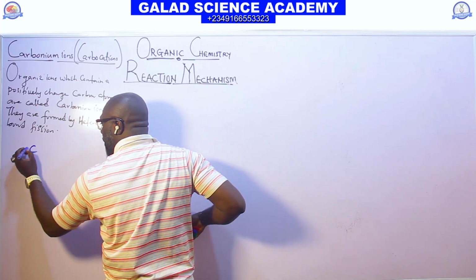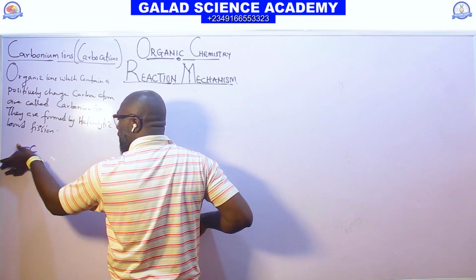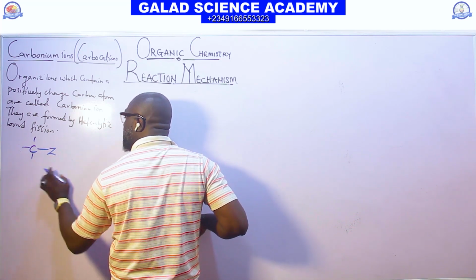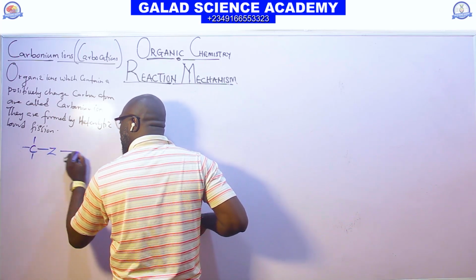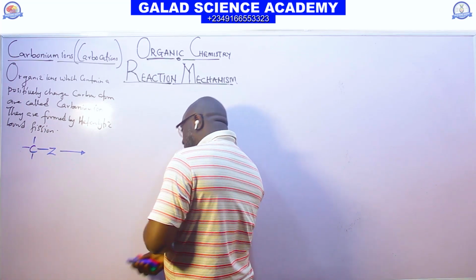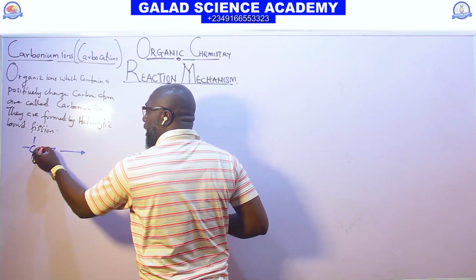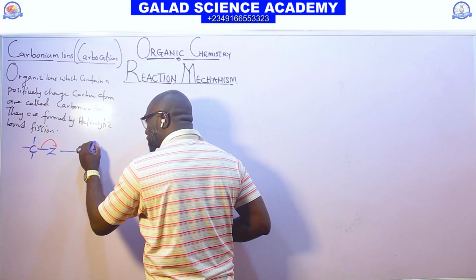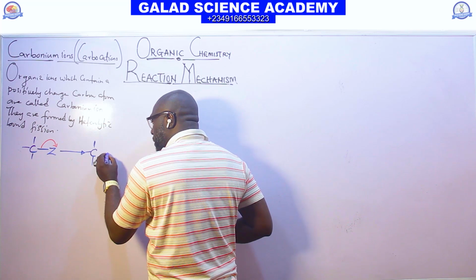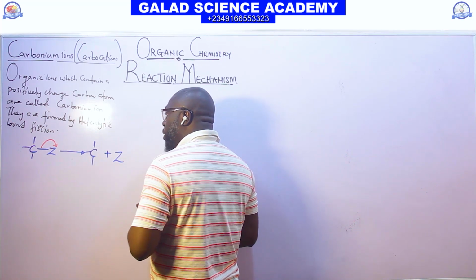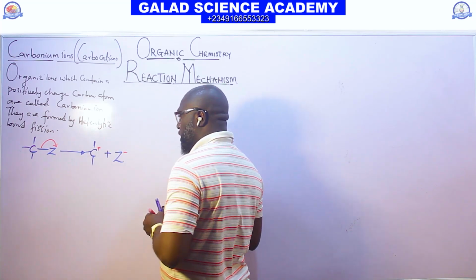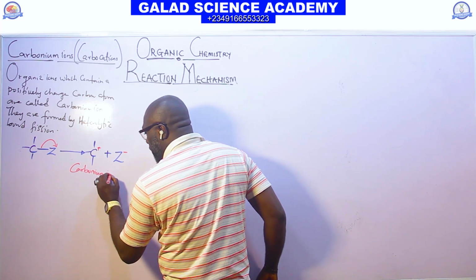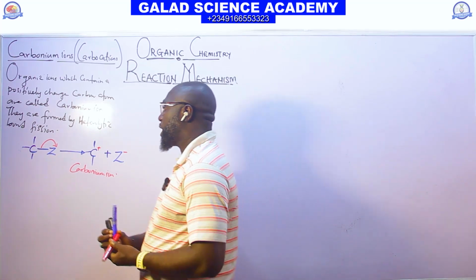If you have a carbon like this, let me put H there: carbon, carbon, and we have Z. And this Z is more electronegative than carbon. From this reaction, we can observe that the bond pair electrons here will shift to Z. If they shift to Z, we will have the carbon-H species here, plus Z. So this carbon will become positively charged and Z will become negatively charged. The carbon that is forming a positive charge here is what we call a carbonium ion.